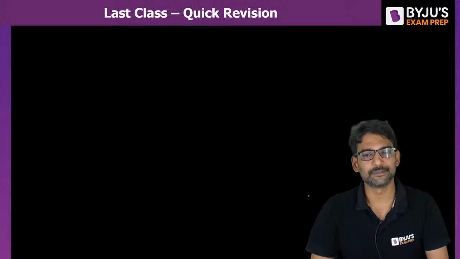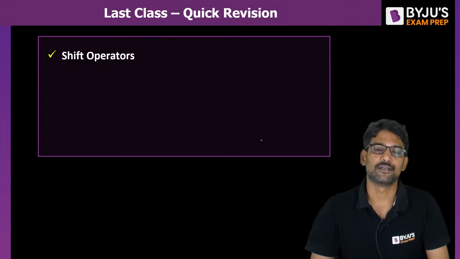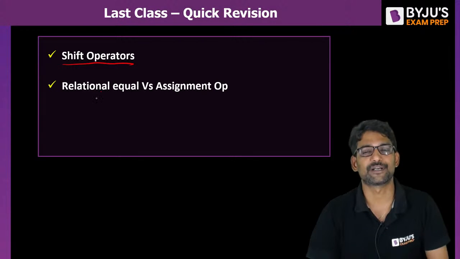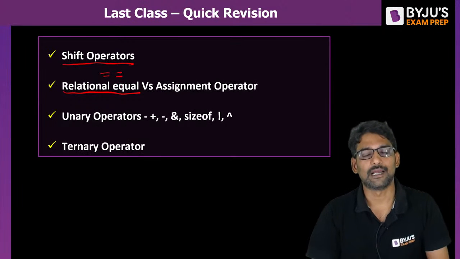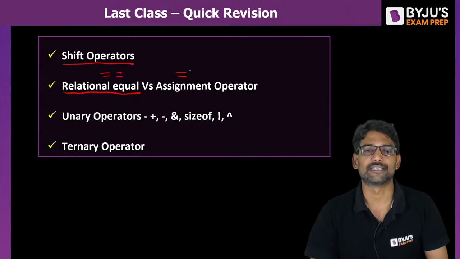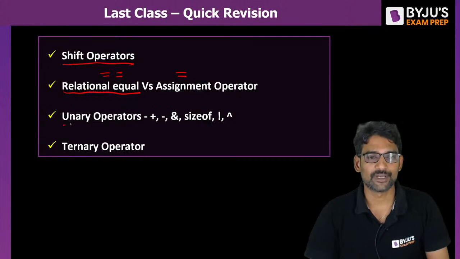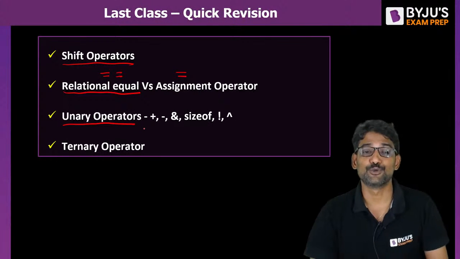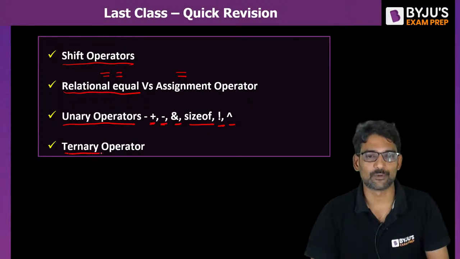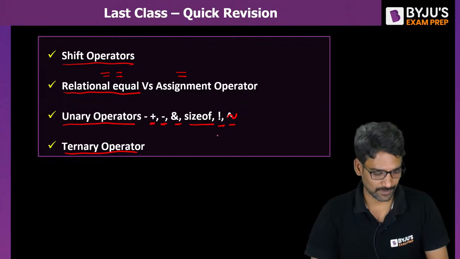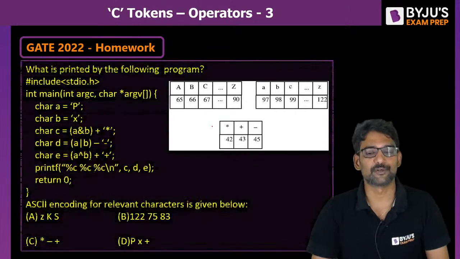Hello Jayanti, good evening. Now, in the last class, we have discussed shift operators, relational equal, that is the double equal, versus assignment equal, that is a single equal. And then we learned about unary operators: sign plus, sign minus, address of, size of, logical not and bitwise not. And then we also discussed the ternary operator, right? And I have given one question for your homework.